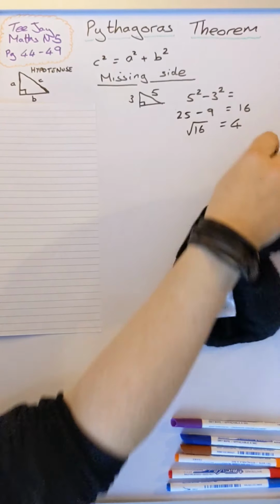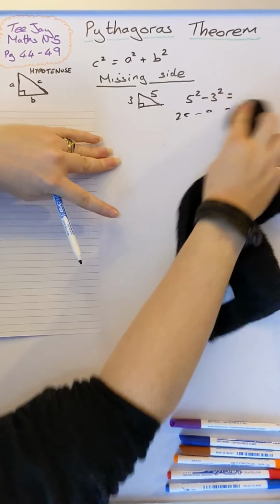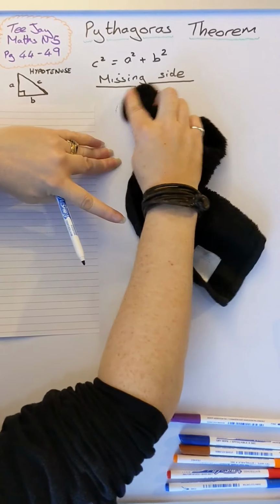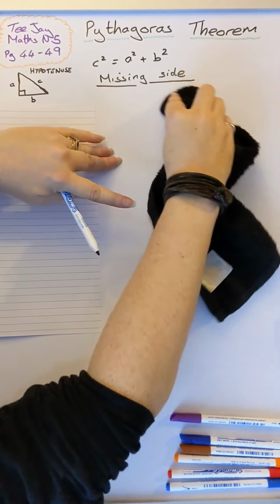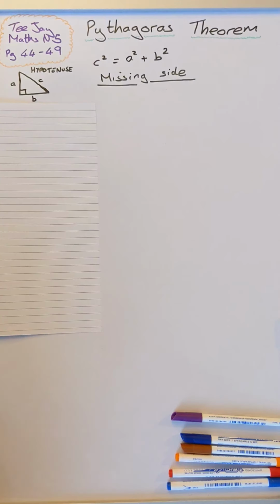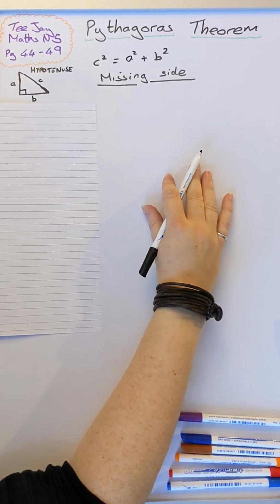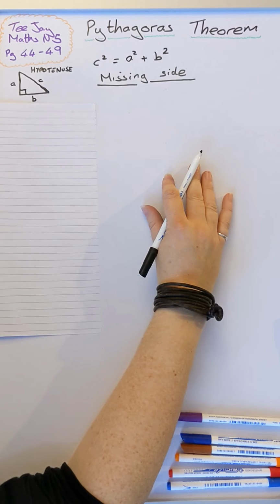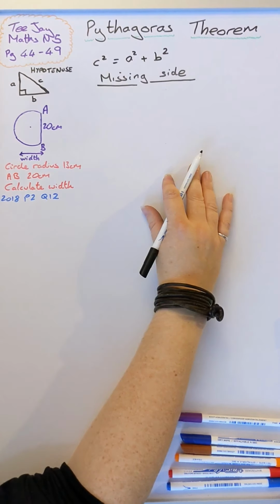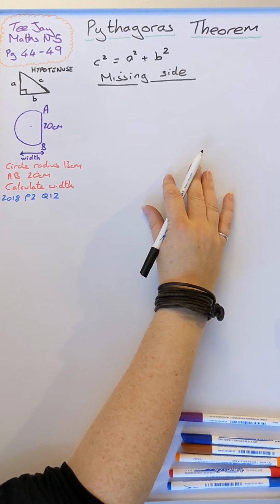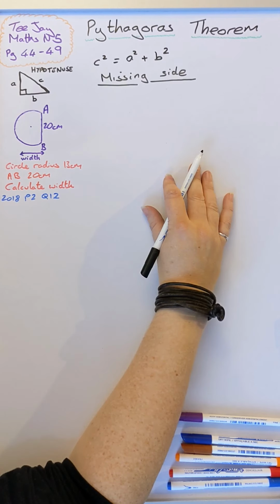Now, sometimes you'll get questions that are very obviously a right angle that you're looking at, and it's obvious to spot that it's a Pythagoras question. However, in the exam, they are more likely to give you a triangle hiding inside a circle. This question is taken from the 2018 paper 2, and it's question 12.